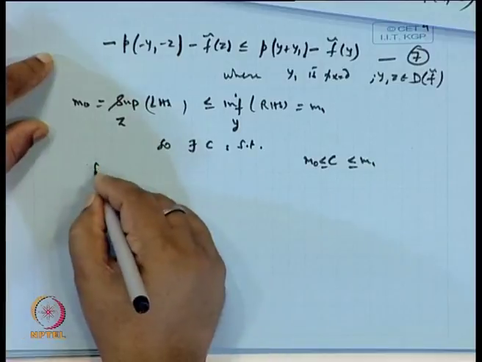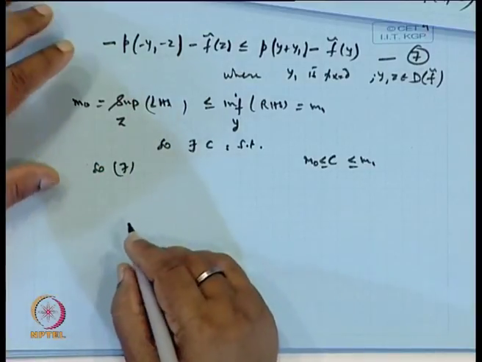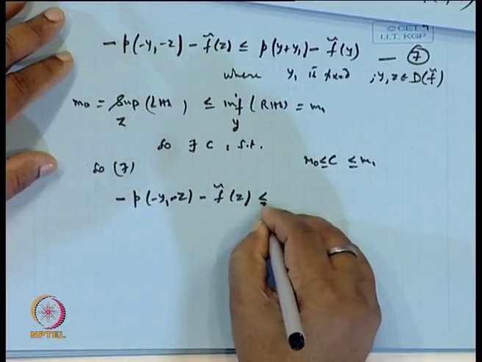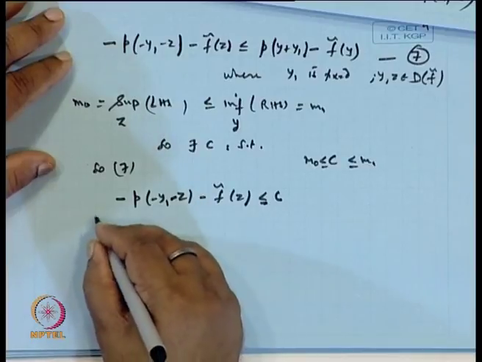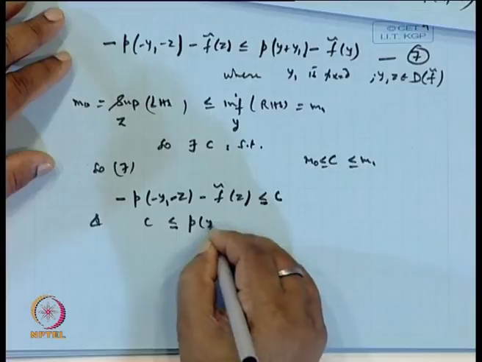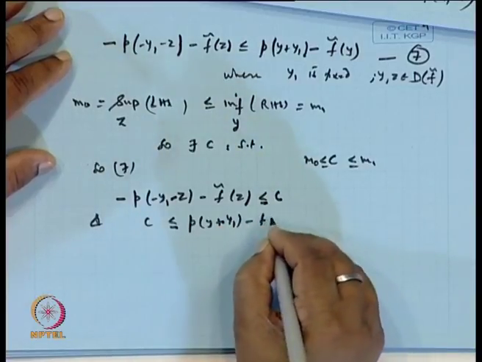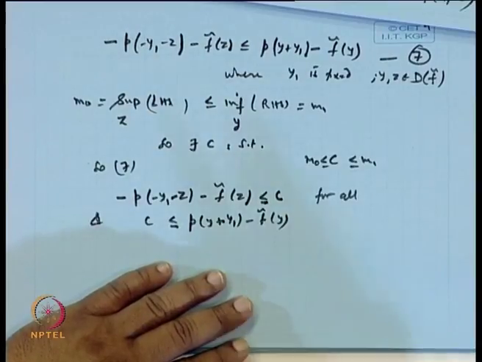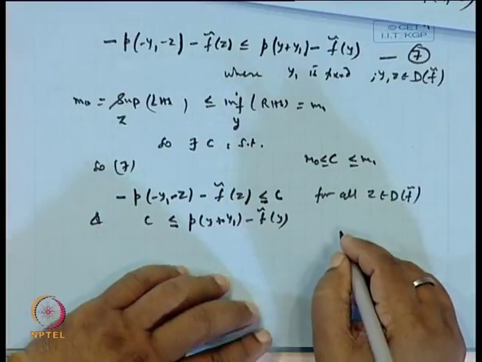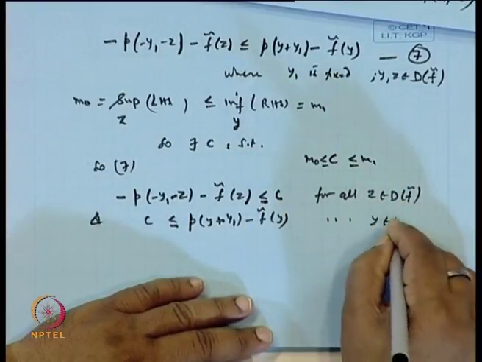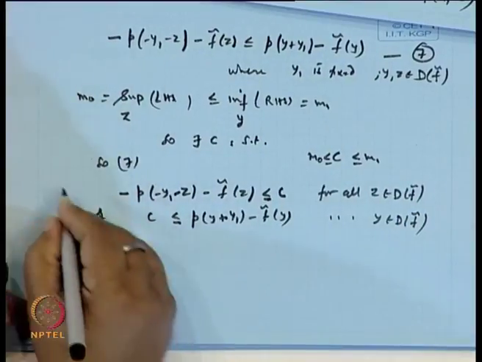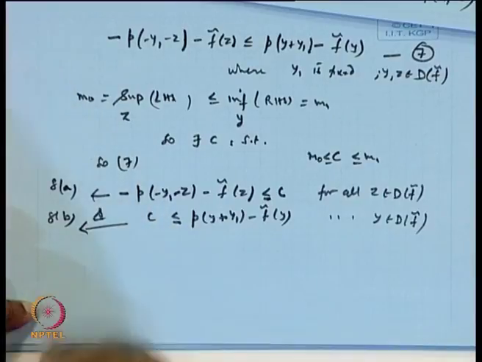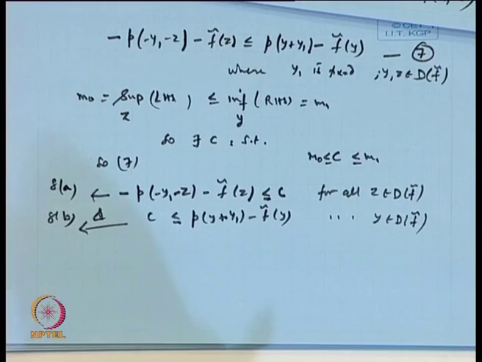So, from 7, we get minus p of minus y 1 minus z minus f delta z is less than or equal to c, and c is less than or equal to p of y plus y 1 minus f delta of y. This is true for all z belonging to the domain of f bar, and this is true for all y belonging to the domain of f bar. Clear? Now, let this be 8a and this be 8b.